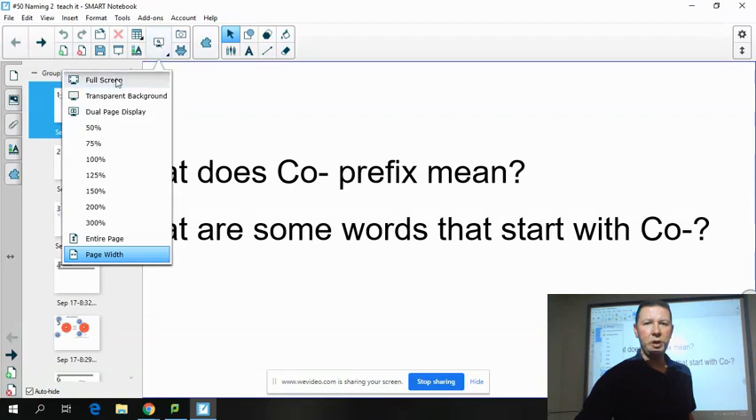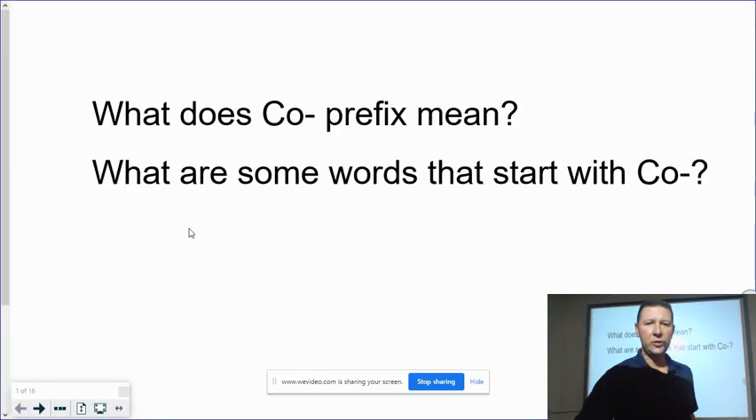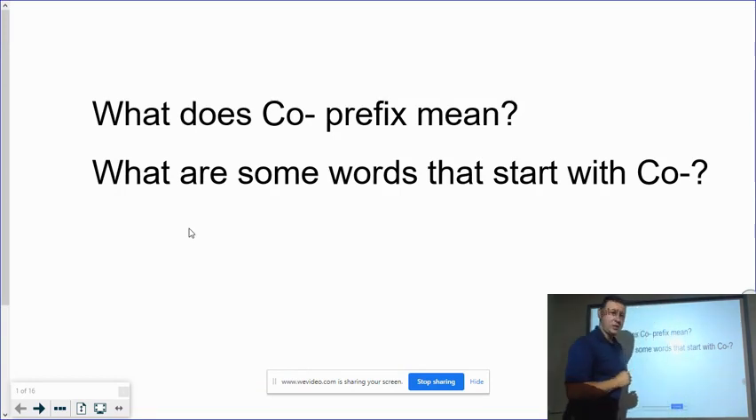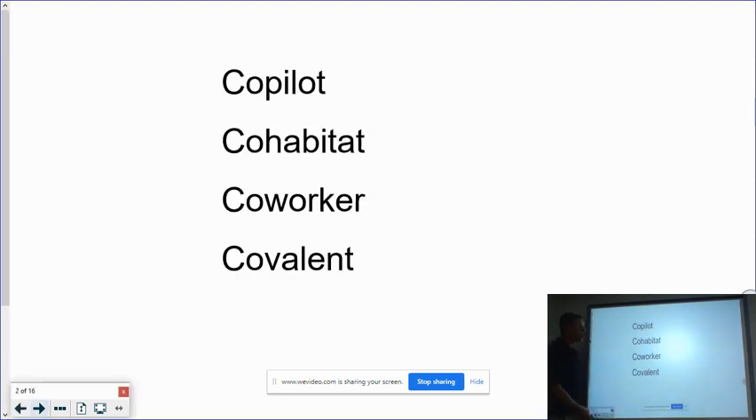So folks, today we're going to go over the 50s, but we're going to start with some initial information. So my first question is, what does co actually mean? Try to think of some words that start with co. We've got the word co-pilot. What does that mean? Well, that means another pilot that you fly with.